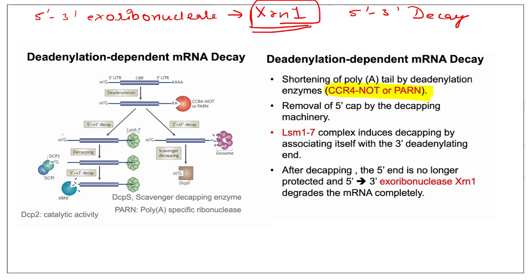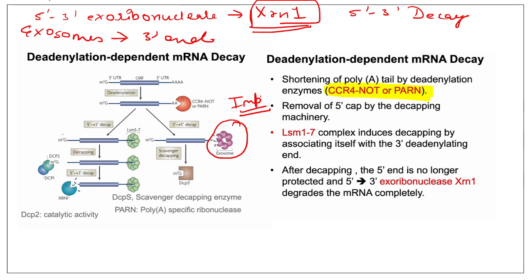And in the 3 prime end, what happens? If 3 prime to 5 prime decay has to happen, then exosomes come. It is very important here. Exosomes come and bind at the 3 prime, and then they start eating off the mRNA from the 3 prime end. So exosomes show their activity from the 3 prime end. So these two are important points here.